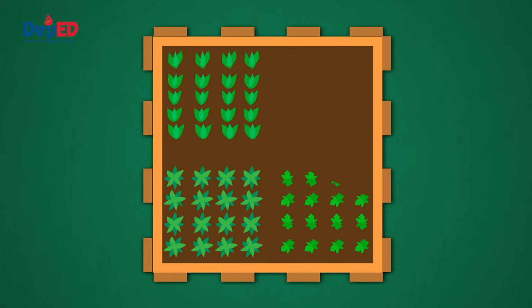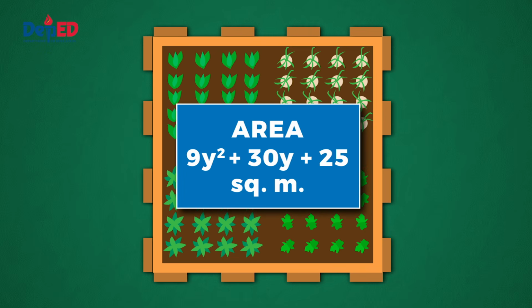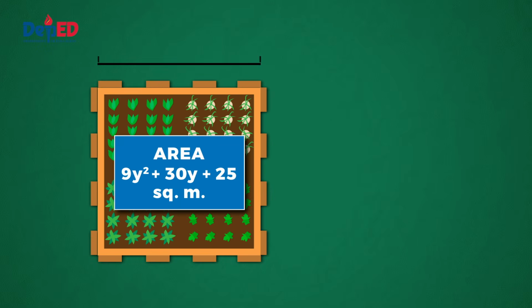Now look at this small vegetable garden. What is the shape? Its shape is a square. And the area of that square garden is 9y squared plus 30y plus 25 square meters. What polynomial expression represents the measure of each edge?